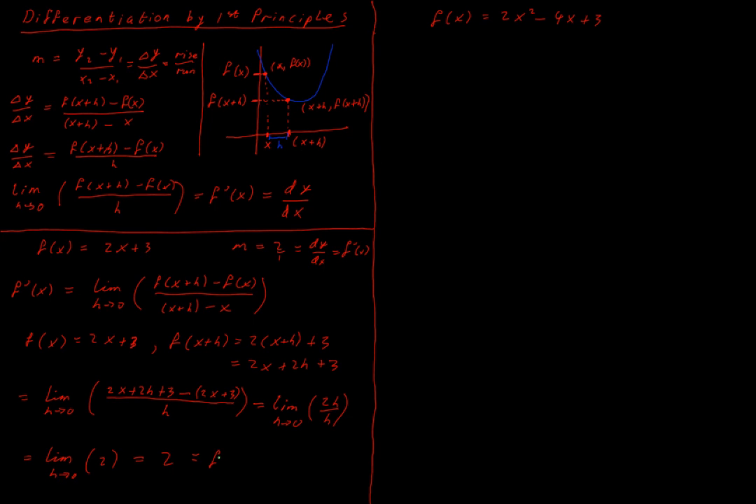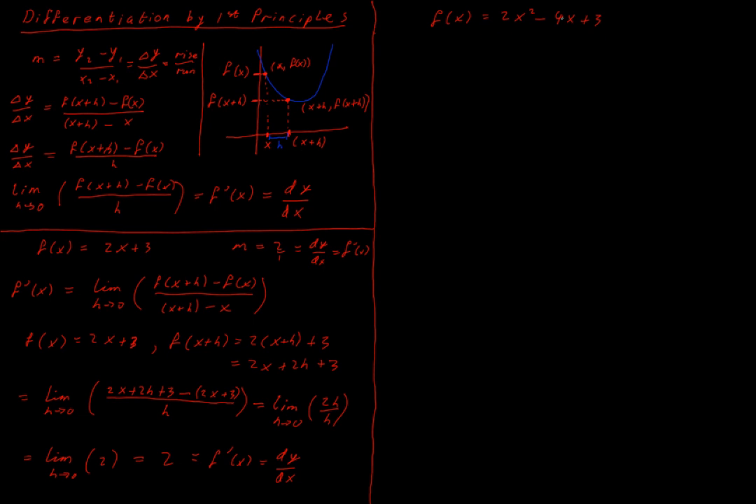So f dash x or dy dx, depending on the way we wrote it, would just be equal to 2, which we knew because we know that dy dx or f dash x is just the slope of the line, and we know the slope of our straight line in the form y equals mx plus c is just going to be 2. So this works out. This is a good test that we're not making mistakes, because we get what we would expect to with our straight line equation.